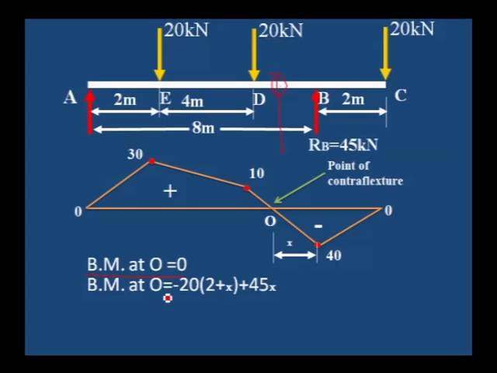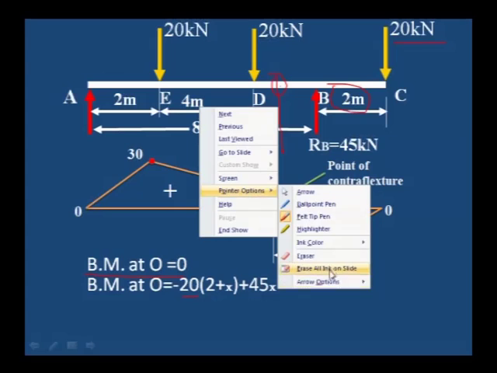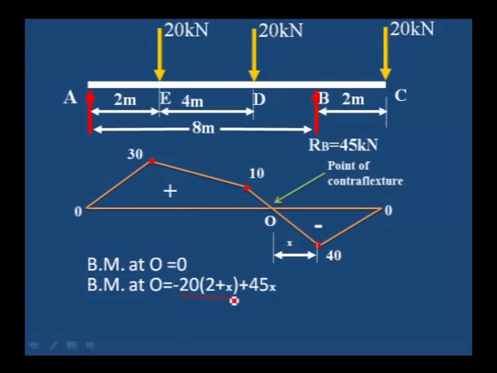Bending moment at O point: what loads are acting on the right side of the O point? One is 20 kilonewton, and its distance to the O point is 2 meter plus x, so 20 into (2 plus x). One more load is acting, 45 kilonewton, at a distance x from the O point, so 45 into x. The 45 into x is an anti-clockwise moment, and 20 into (2 plus x) is clockwise.